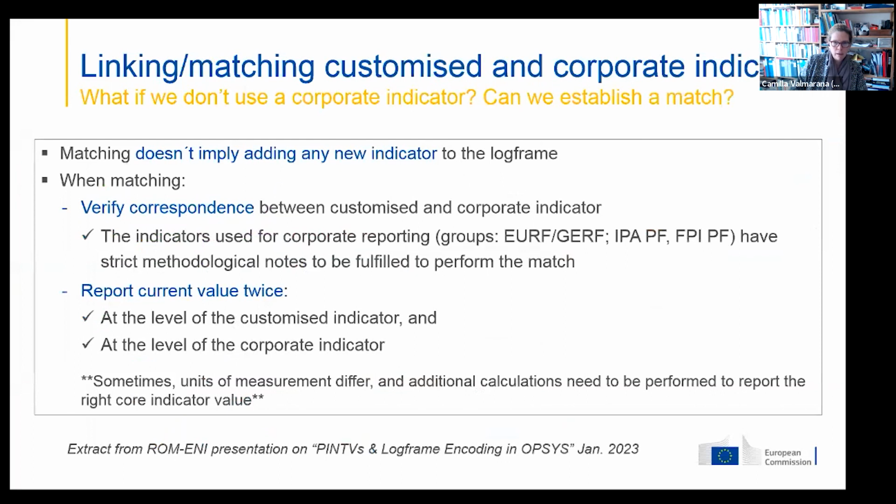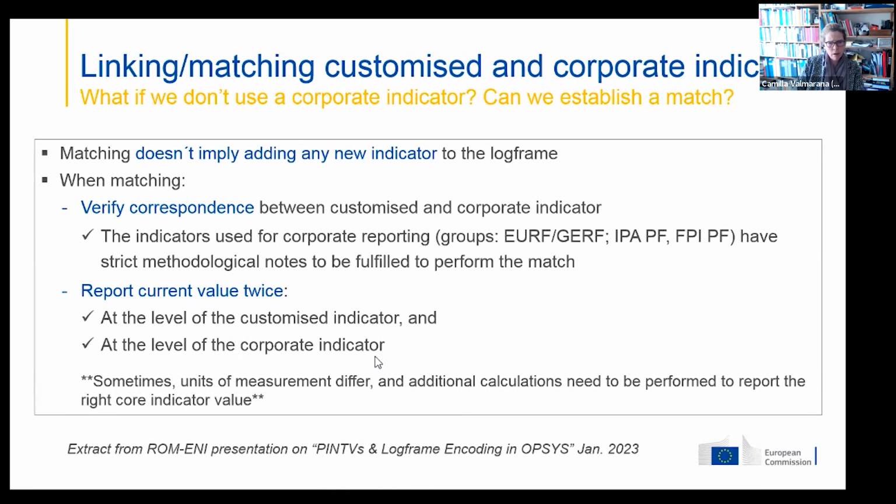Okay, linking and matching customized and corporate indicators. We saw before, and also in the first exercise on responsiveness, that we should use corporate indicators if they are relevant, if they allow us to measure the results we are seeking to inform. If we don't use a corporate indicator, can we establish a match with a corporate indicator? Sometimes yes, and sometimes no. And we will have a few examples on how this can be done.